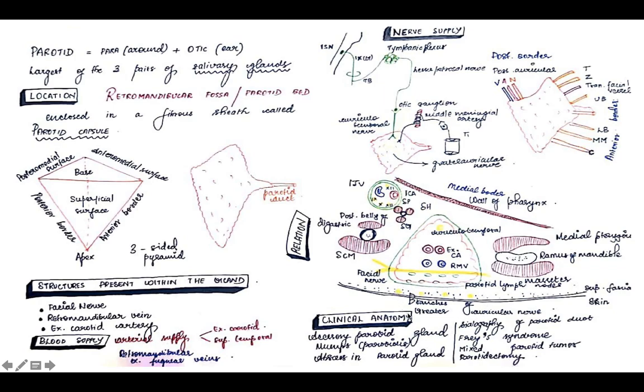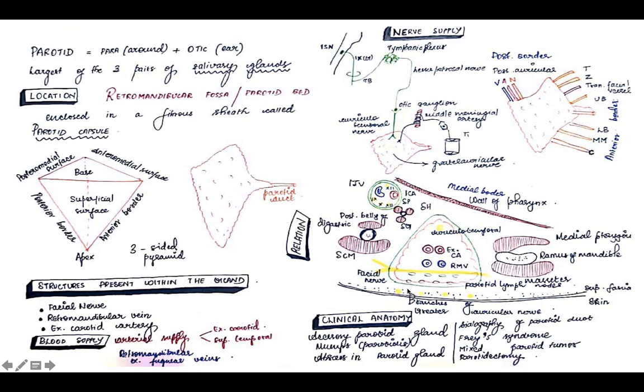The superficial surface is related to the skin and the superficial fascia. We have the branches of the greater auricular nerve over here, which supply the sensory nerve supply to the parotid gland. Then we have the deep and the superficial parotid lymph nodes, which help in the lymph drainage.